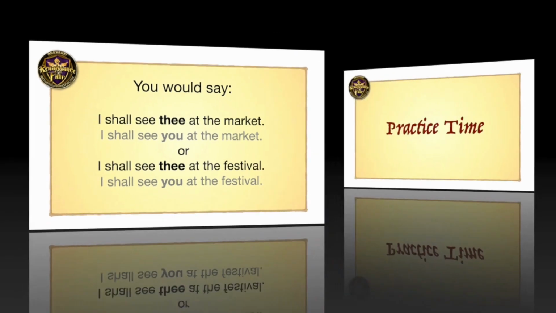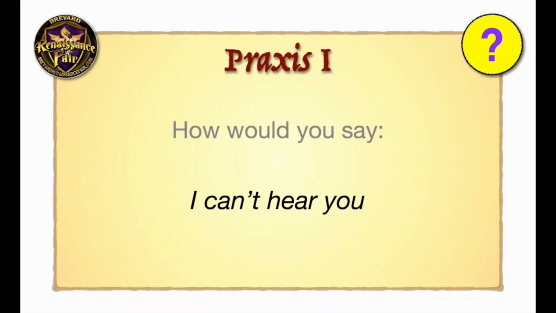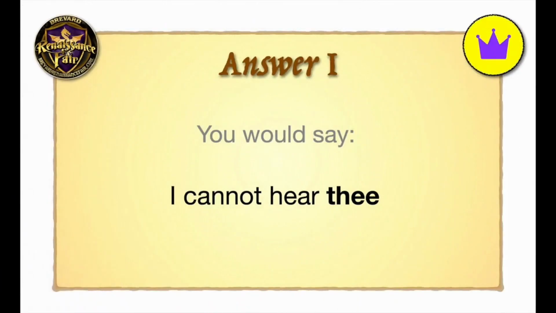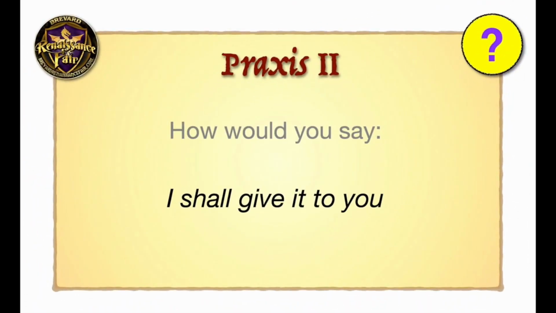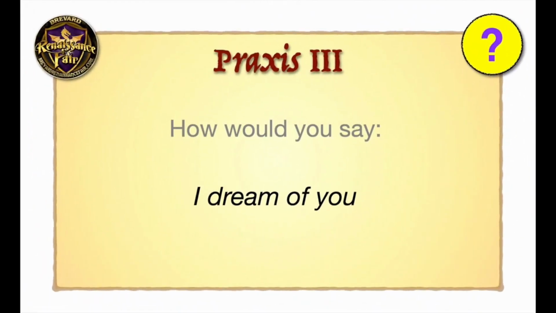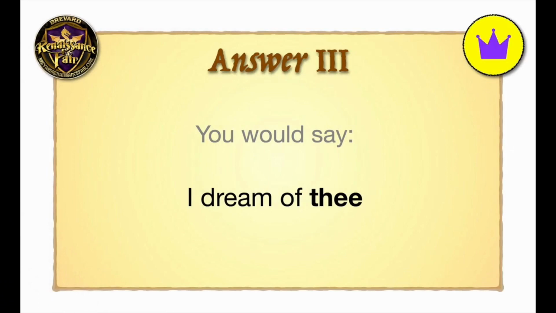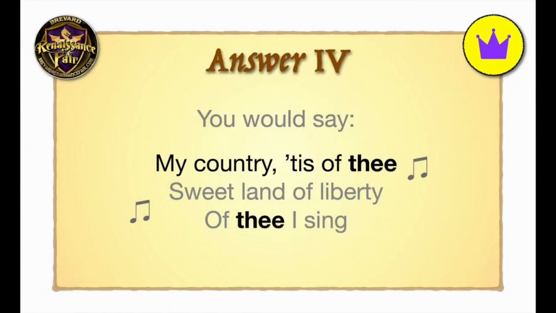Make sense? Let's practice. How would you say, I can't hear you? I cannot hear thee. I shall give it to you. I shall give it thee. I dream of you. I dream of thee. My country, 'tis of you. My country, 'tis of thee. Sweet land of liberty, of thee I sing.